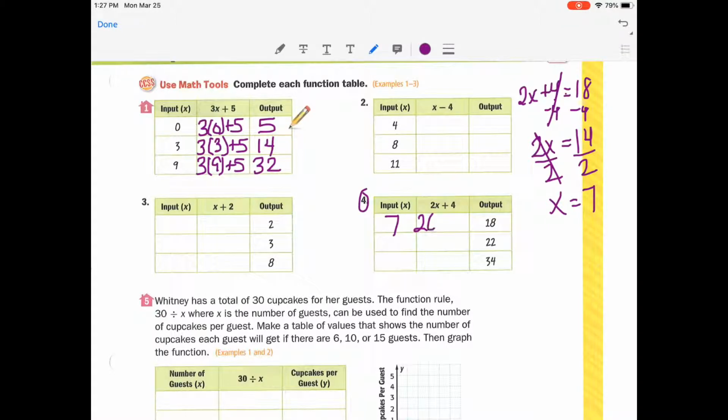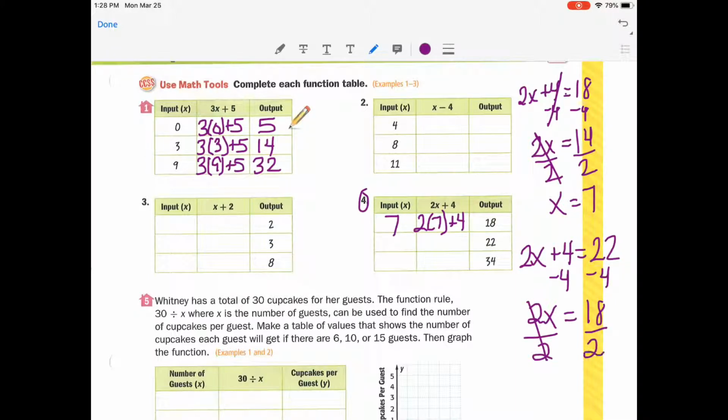So we believe it is 7. Let's just double check. 2 times 7 is 14. 14 plus 4 is 18. There we go. Okay, let's do the next one. 2x plus 4 equals 22. So I'm going to subtract 4 from both sides. When I subtract 4 from both sides, I get 18, 2x. I'm going to divide each side by 2. X equals 9. Let's check it. 2 times 9 is 18. 18 plus 4 is 22.